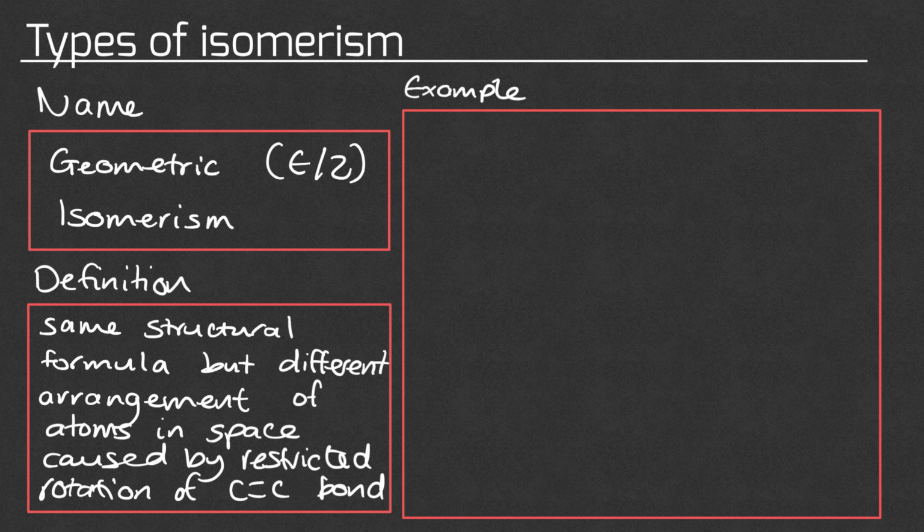So geometric, also referred to as EZ isomerism, and we'll look why in a moment, is where molecules have the same structural formula but different arrangements of the atoms in space caused by a restricted rotation of the carbon-carbon bond. We're going to use an example to explain what this means.